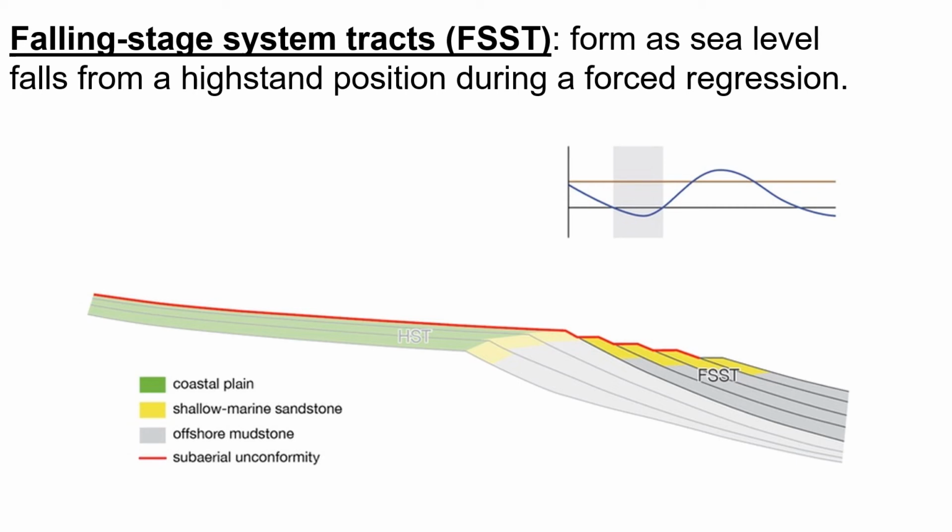In this case, we don't have the coastal plains. We're bypassing those, and instead we deposit shallow marine sands and offshore muds and the various parasequences within them. Notice on top, where we would have our coastal plain, we have a subaerial unconformity. We have exposure.